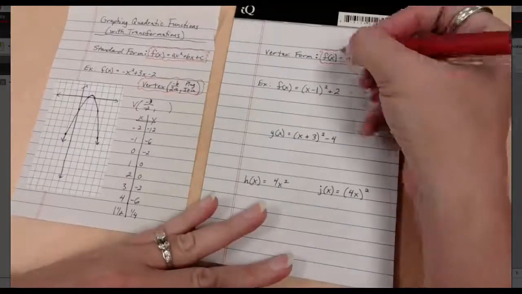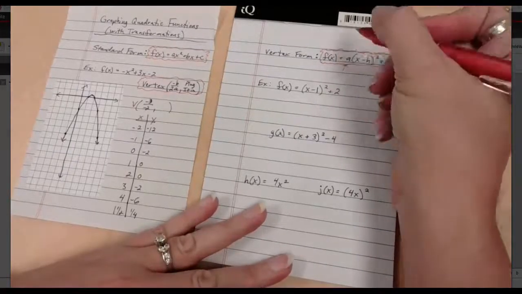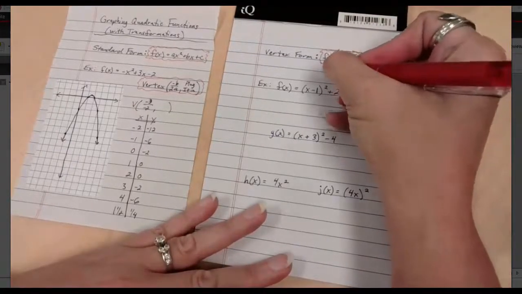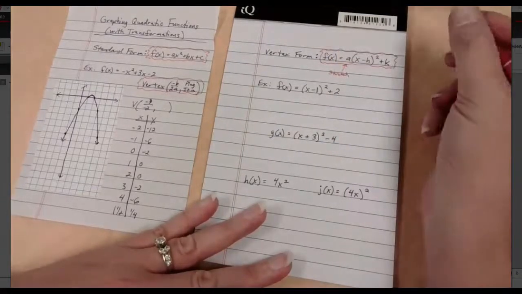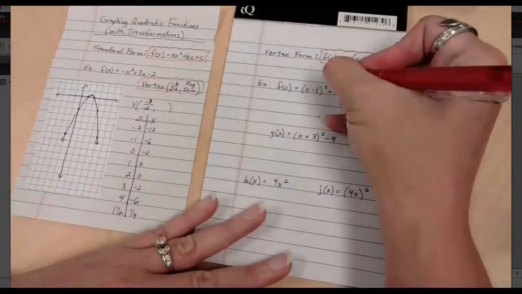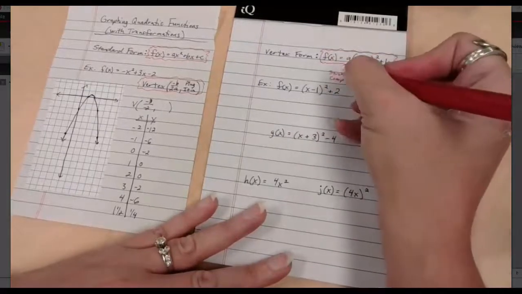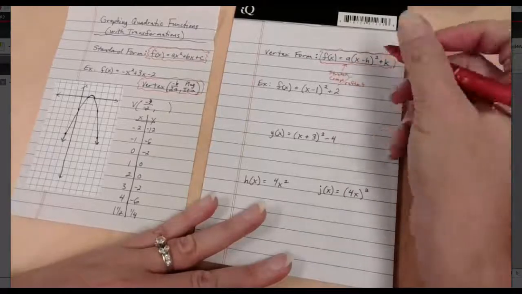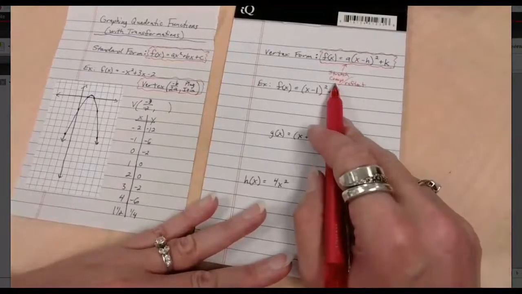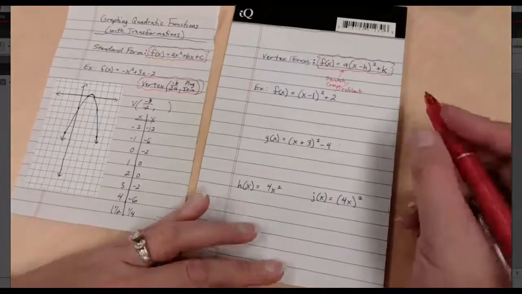Yeah? No? Maybe? A is in charge of stretches, compressions, and reflections. Alright, so that is super squishy, but stretches, compressions, and reflections, that's A's job.